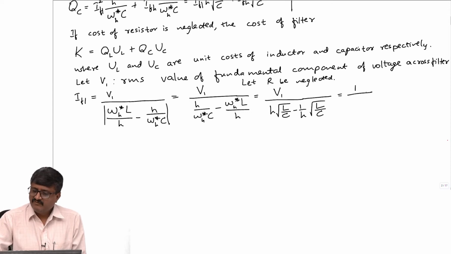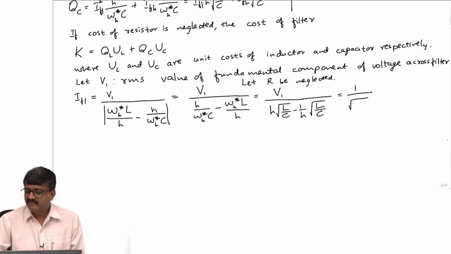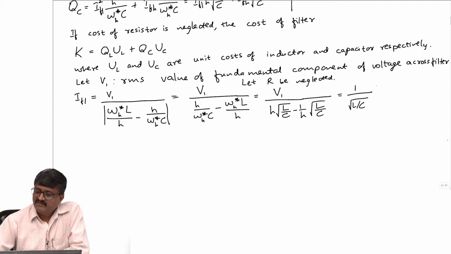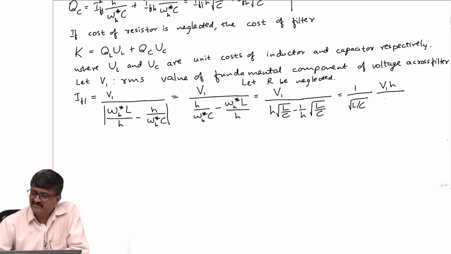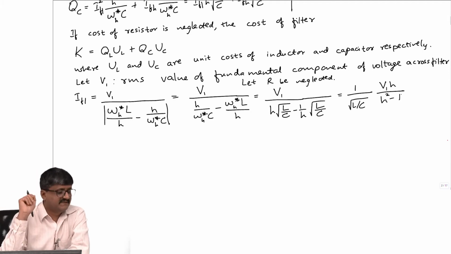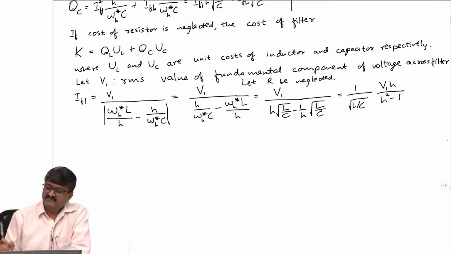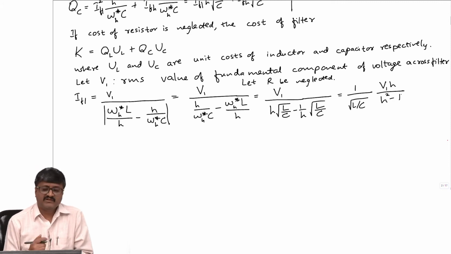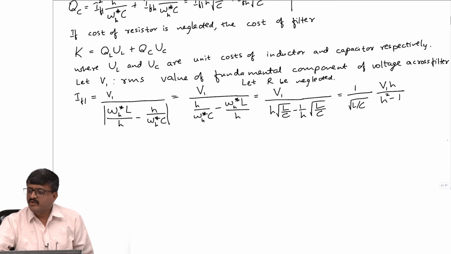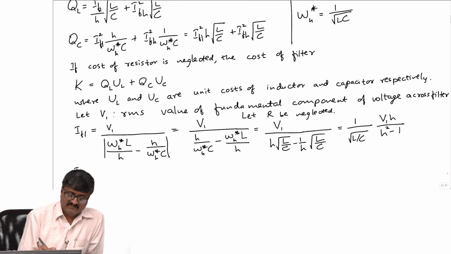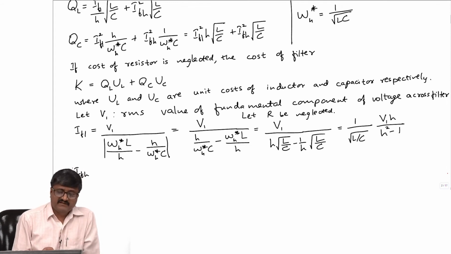So this can be written as 1 by root LC is a common factor in the denominator. Root L by C is a common factor in the denominator. So this can be written as 1 by square root of LC into V1 h divided by h square minus 1. Now if you look at either QL or QC, there is not only IF1, IFH is also there. So there is an IFH, which is the RMS value of the current of harmonic order H.